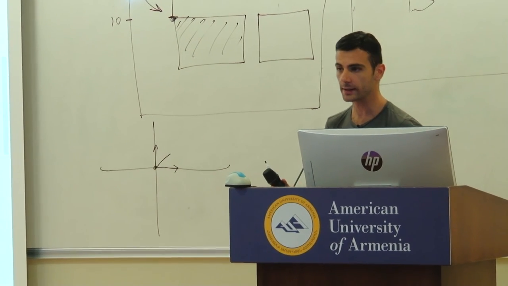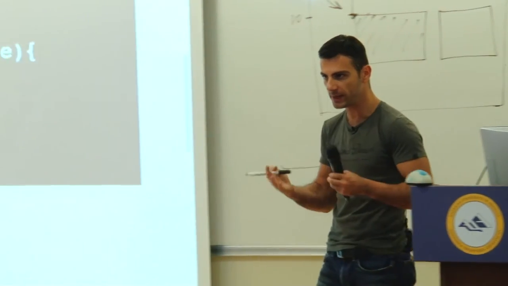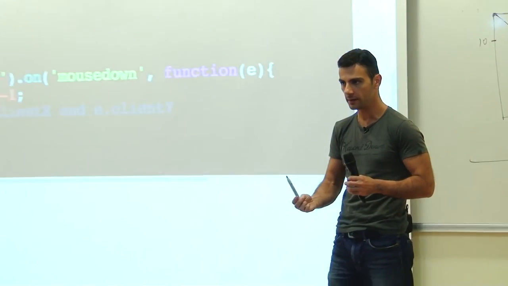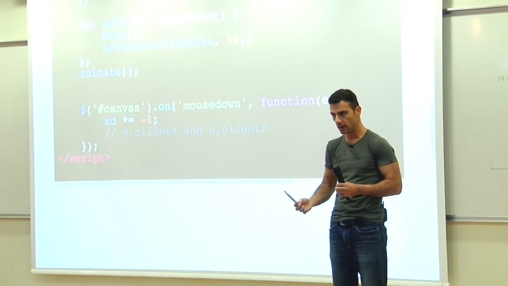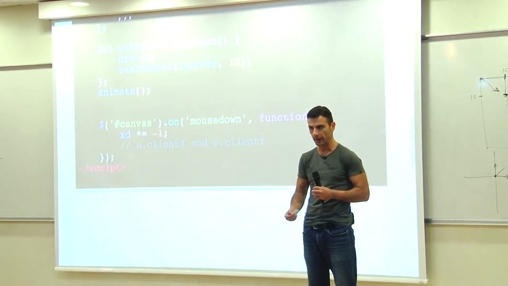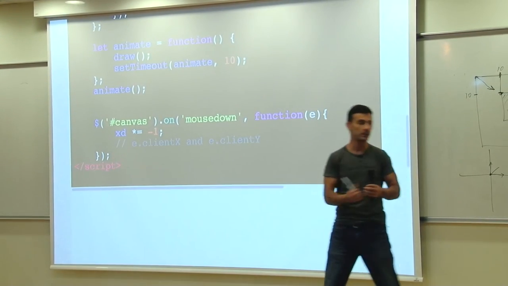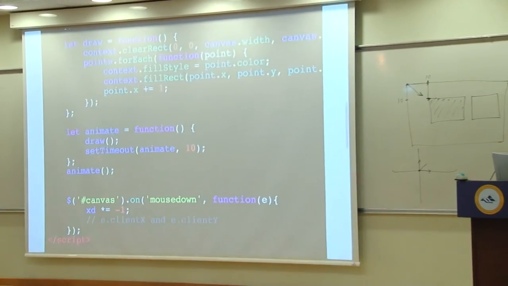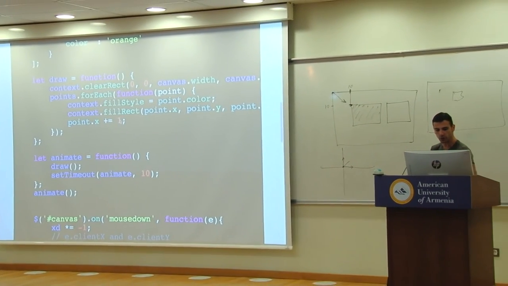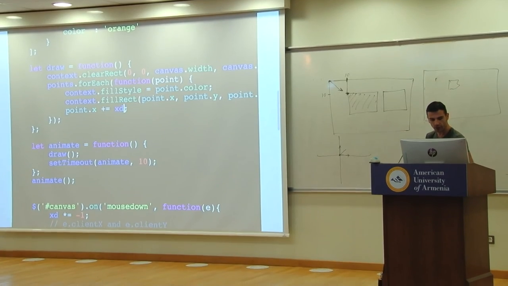Yeah, you could do things like that. But what's the very basic thing? I'm adding one, so it's moving one. What do I have to add for it to go that way? Ta-da! Instead of adding a 1, let me add a variable called xd, which has a 1 in it.